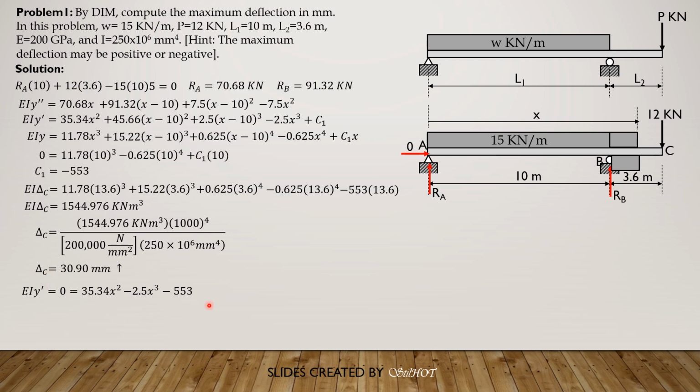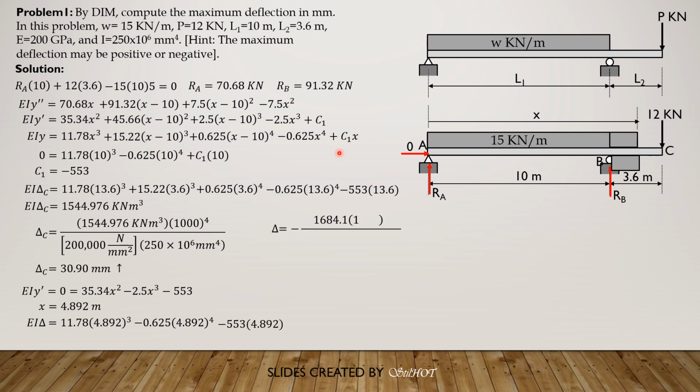So using your calculator, there are 3 roots here, but only one is possible. The other two are either negative or absurd. So the value of x is 4.892 meters. So substitute into this equation for EIY or deflection, 11.78 times 4.892 cube. Then this is ignored because the value in the parentheses is negative. Minus 0.625 times 4.892 to the fourth, then minus 553 times 4.892.